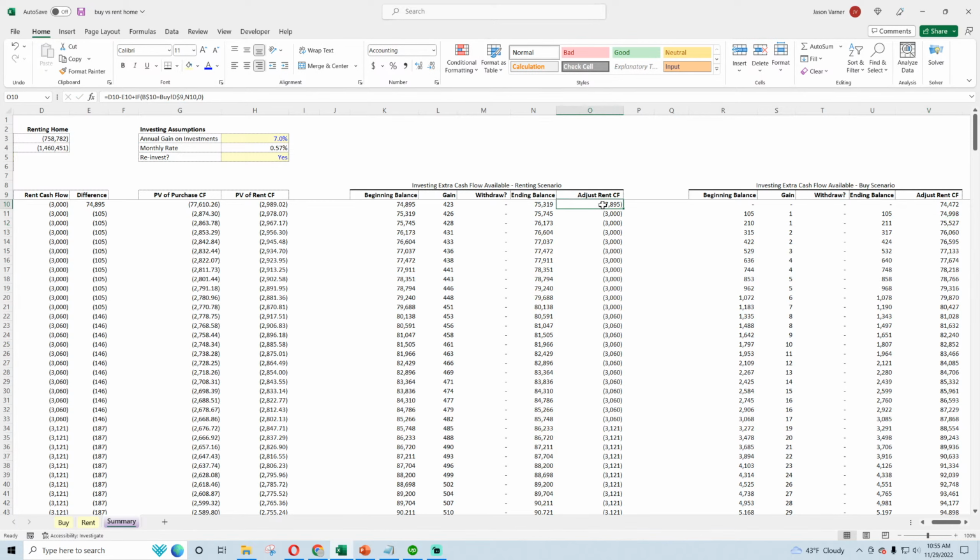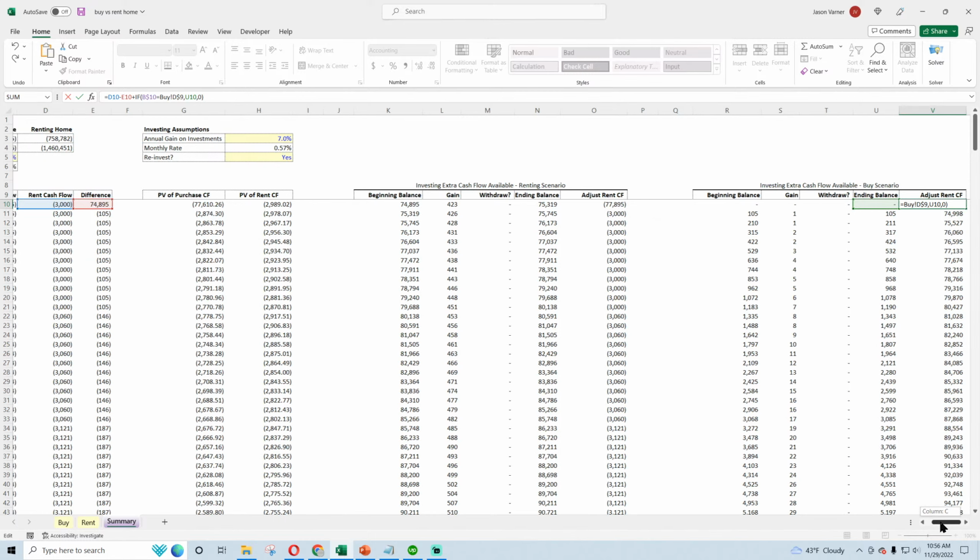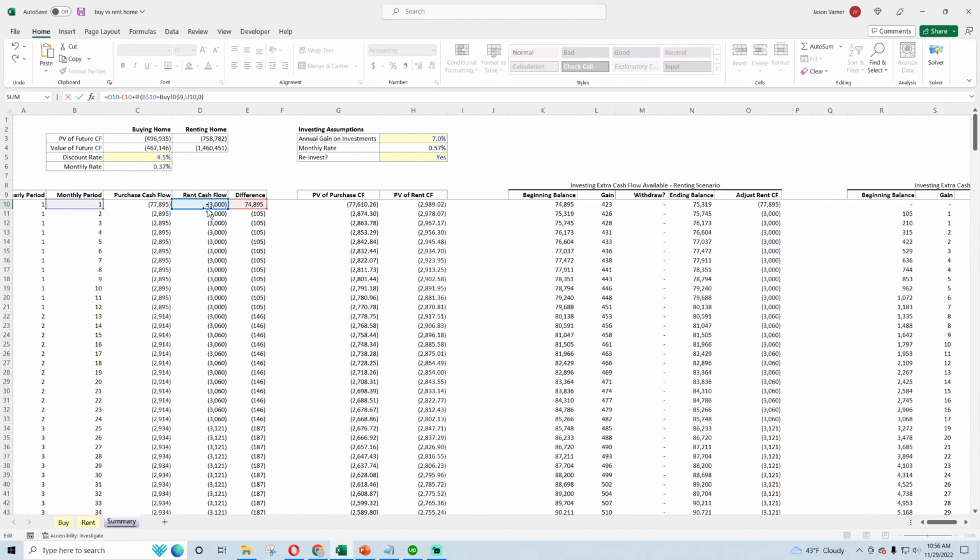Let's see. So this is adjusted cash flow here. Let me just do the same thing, except this ending balance. And then we want to do purchase cash flow, not because we're doing the purchase side this time, not the rent. So C minus this. Now this is the tricky part too. So what do we do here?